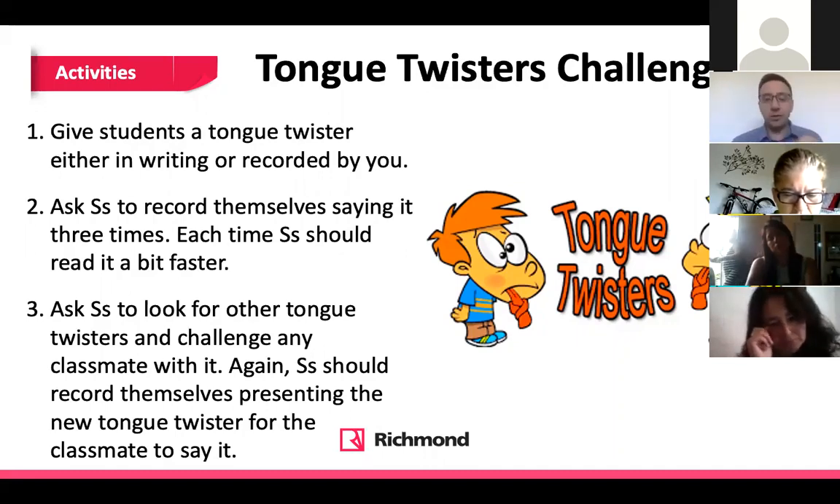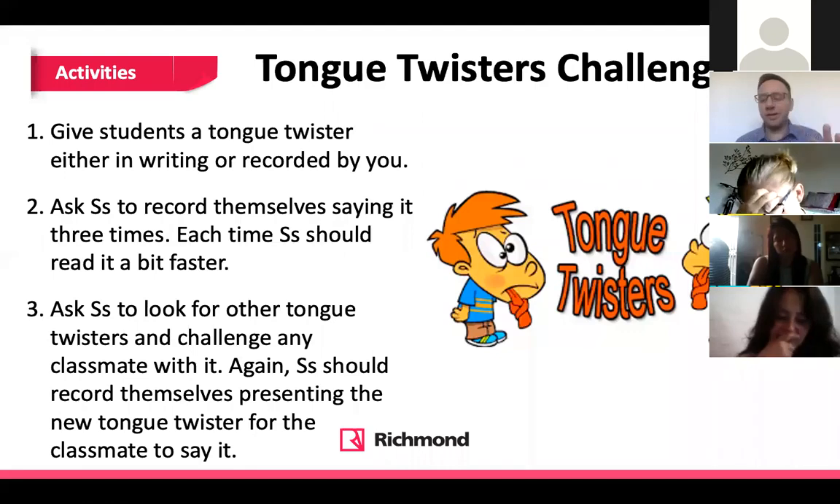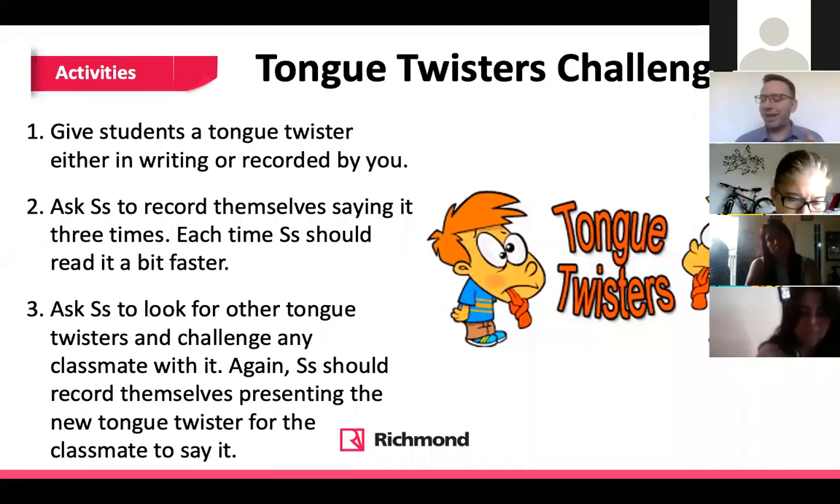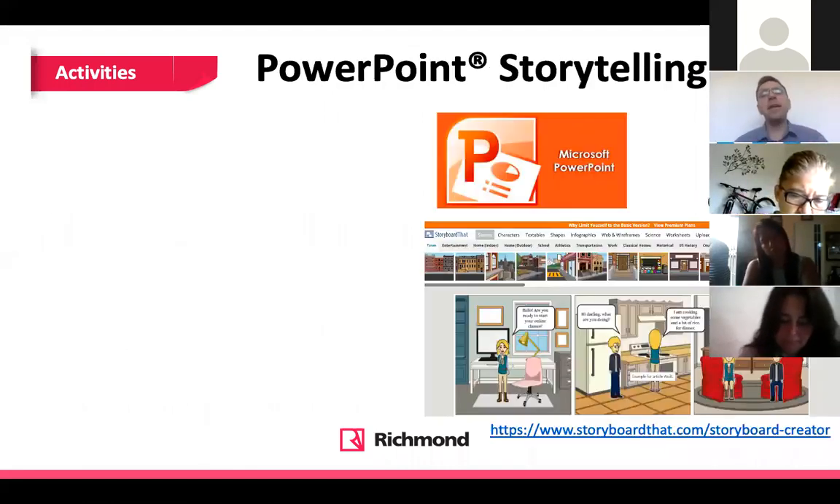You know that tongue twisters are fantastic for minimal pairs, specific sound production, okay? So it's fantastic to practice speaking at that level, okay?